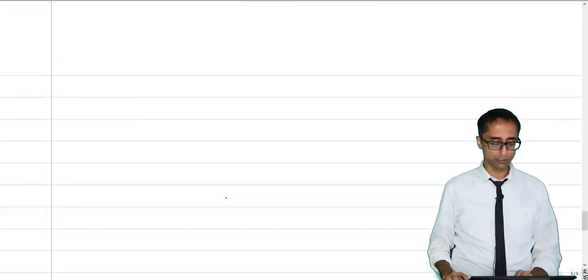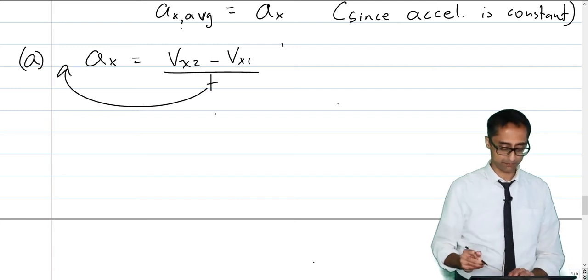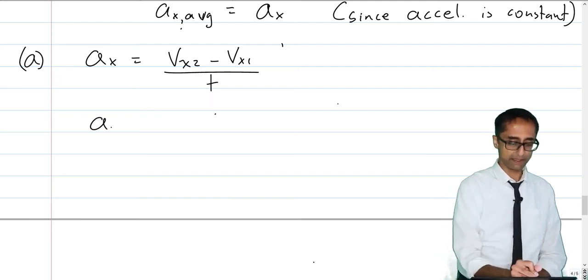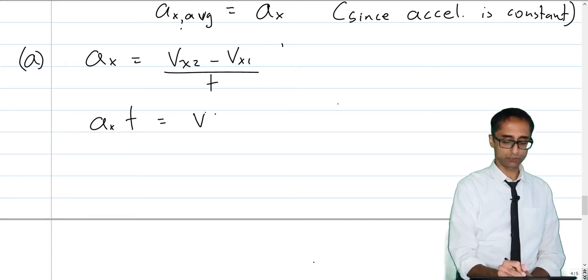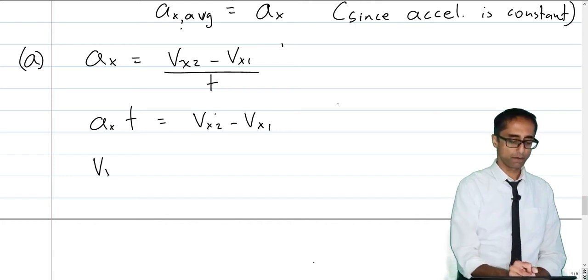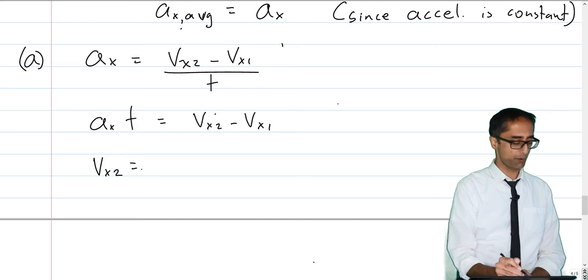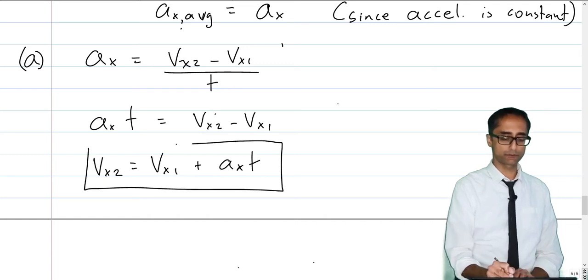And so we'll do a little cross multiplying here. We'll get the t up there to begin with, and that makes the equation ax t is equal to vx2 minus vx1. And finally, we'll rearrange for vx2, or the final velocity equals the initial velocity plus the acceleration times time. And that is our very first equation.